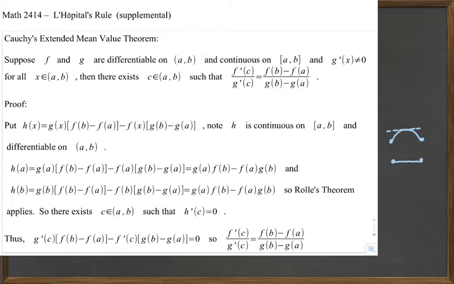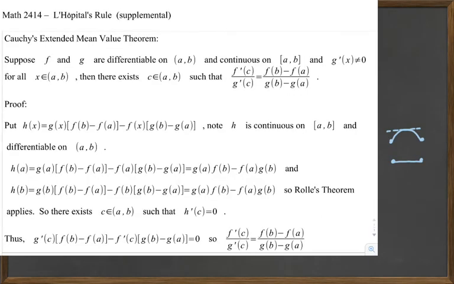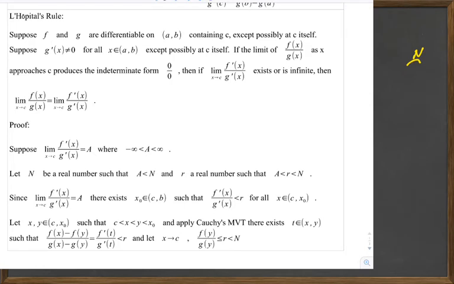Thus, the derivative of h of x at c would be g prime of c times (f of b minus f of a) minus f prime of c times (g of b minus g of a). If we solve for f prime of c over g prime of c, that's going to be equal to f of b minus f of a all over g of b minus g of a. And this is Cauchy's extended mean value theorem. So we're going to go on to the next slide. Oops, did I go too far? Okay. All right, so we're going to look at L'Hopital's rule, an idea of the proof.